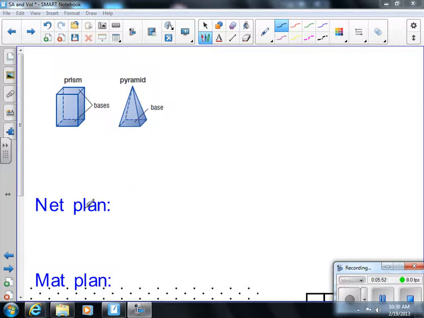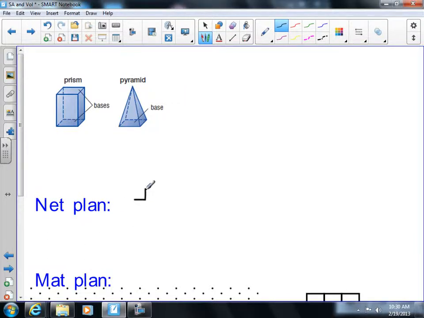Okay, let's talk about what's the difference between a net plan and a mat plan. A net plan is how do you draw the picture so that if I folded it up, it would make a three-dimensional shape. Okay, this would be a net plan for a possible rectangular prism. You see how you have your two longer sides, your two short sides, and the top and the bottom. Okay, that's a net plan. And just think of when I fold it up like a net, kind of like capturing you, that would make then a three-dimensional shape.